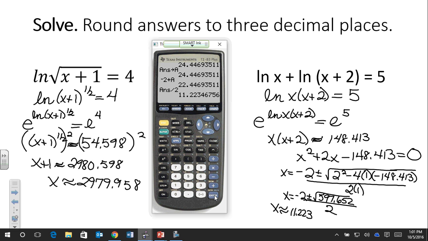Okay. Now if I do our negative 2 minus that number, the square root of our discriminant, alpha A, and then we're going to divide that by 2, we get a negative 13.223. So we always go back up and look. Are we taking a natural log of a negative? Yes, right? So we have to eliminate that answer. And our only answer is 11.223.